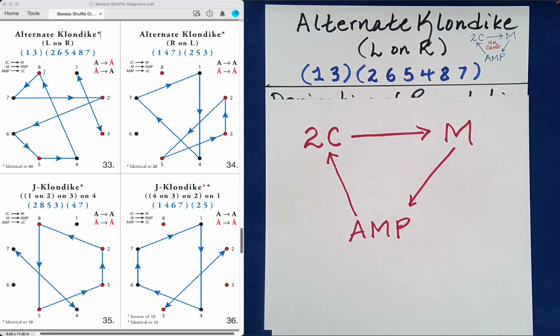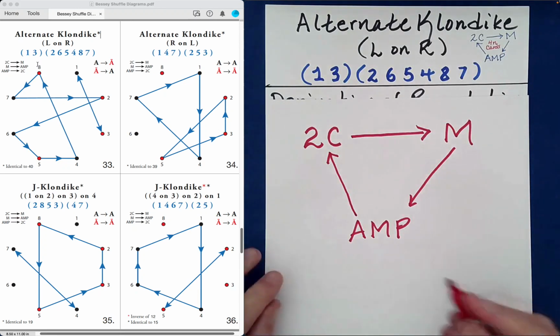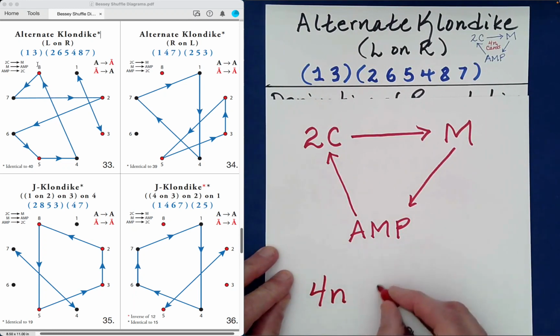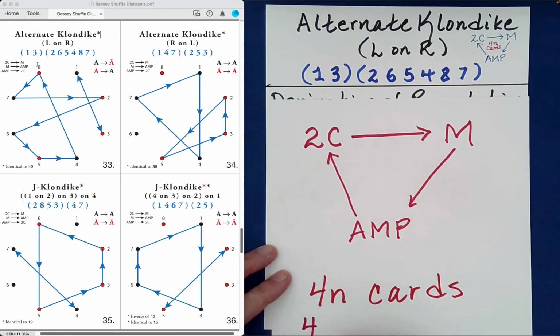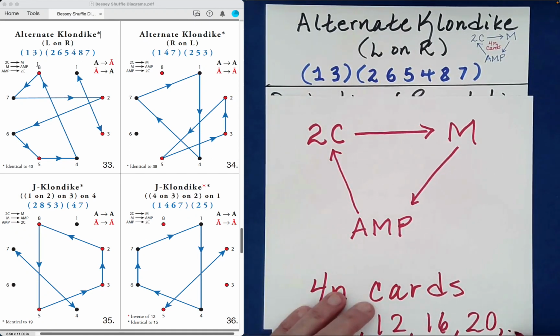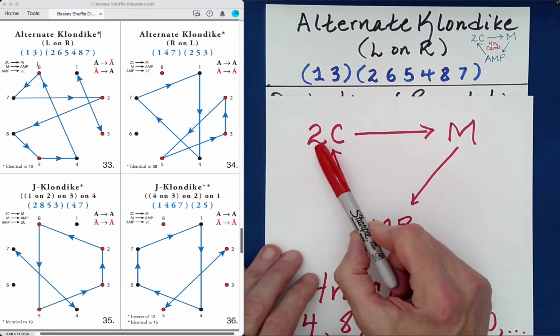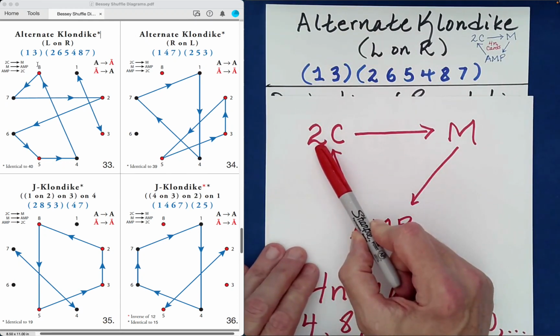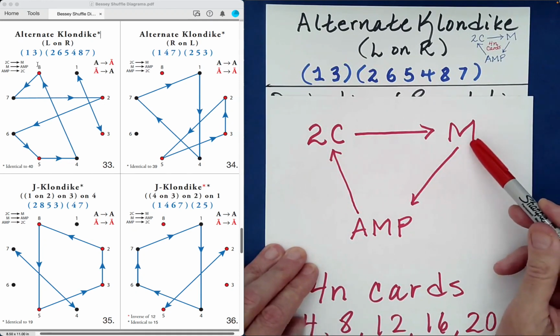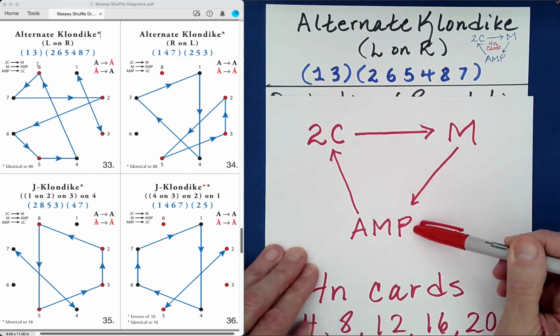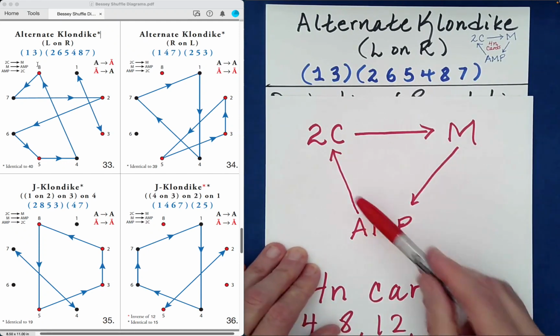So what I am pointing out for all 4 shuffles today is that the alternate Klondike, in the case of 4N cards or objects, so in other words, we're talking 4, 8, 12, 16, and 20, etc., in all 4 of these cases today will convert a 2-cycle structure, as studied in the Hidden Structures online course, to mirrored structures, and these same alternate Klondike shuffles will convert mirrored structures to AMP structures, and they will also convert AMP structures to 2-cycle structures.